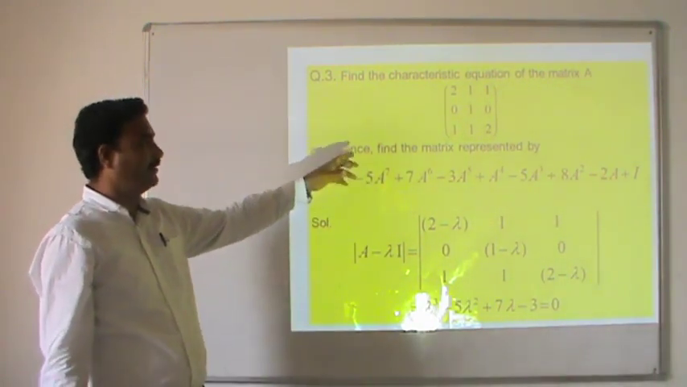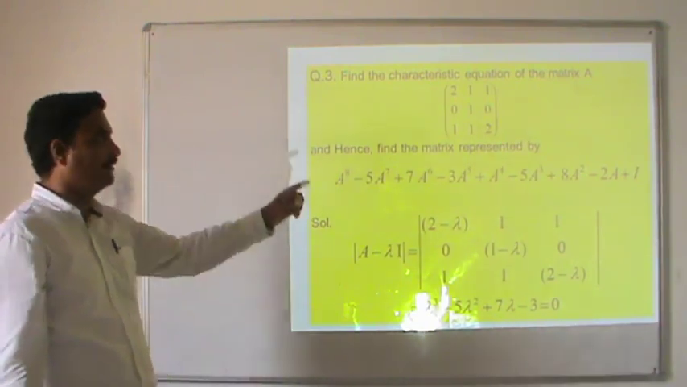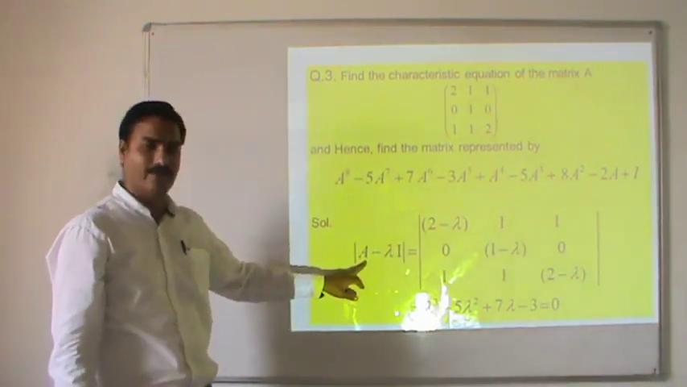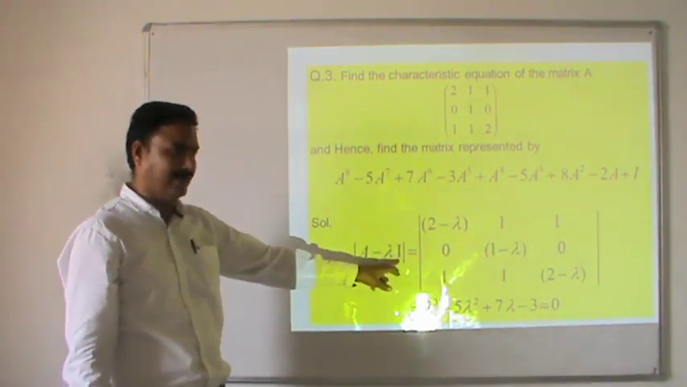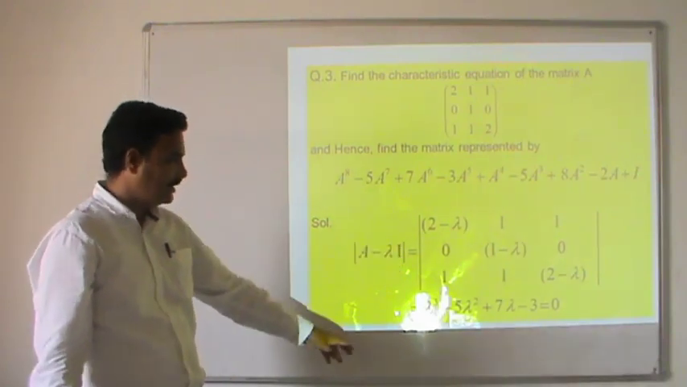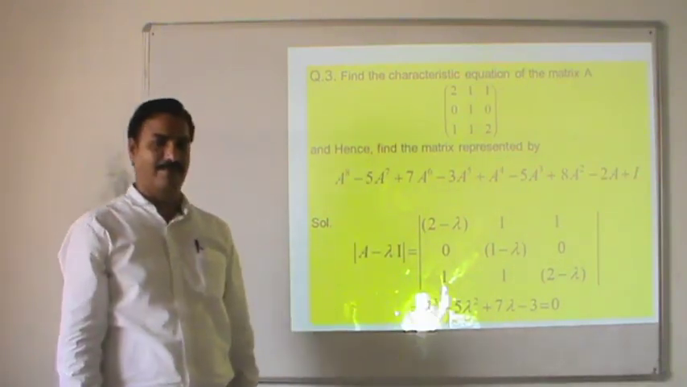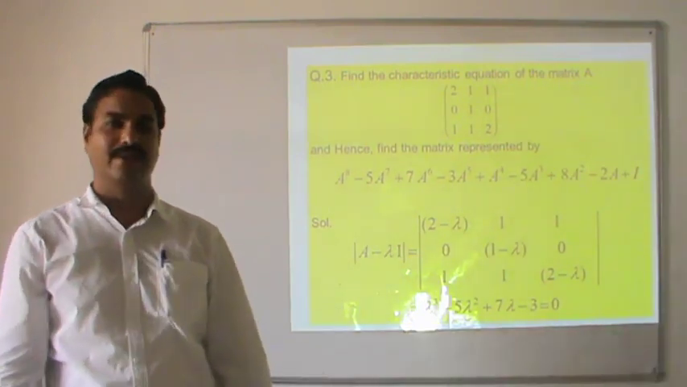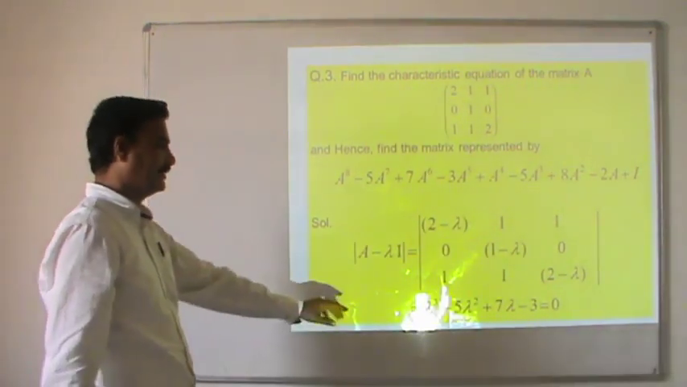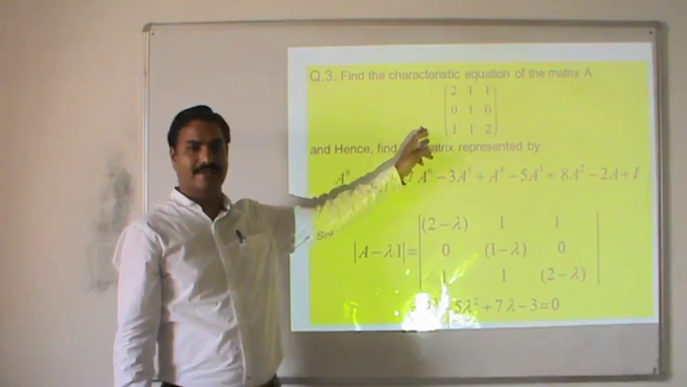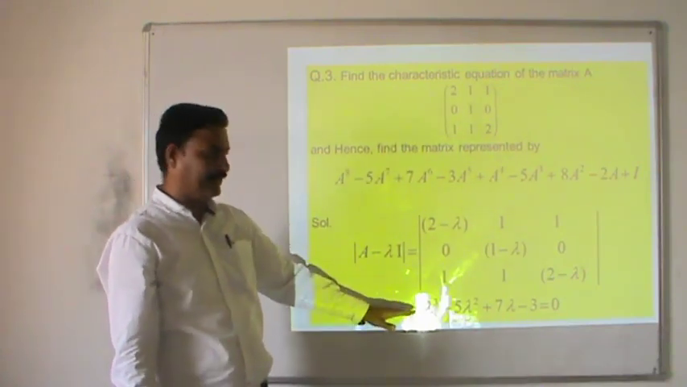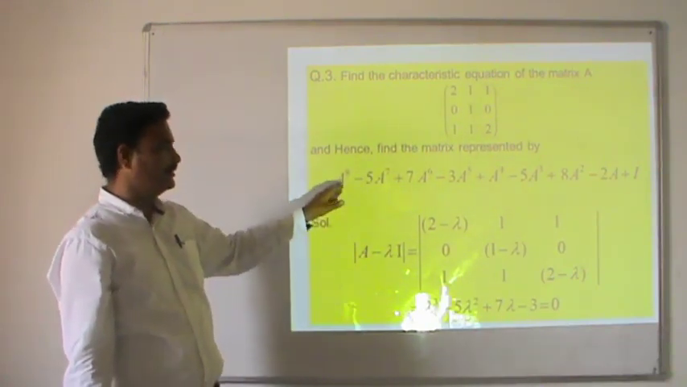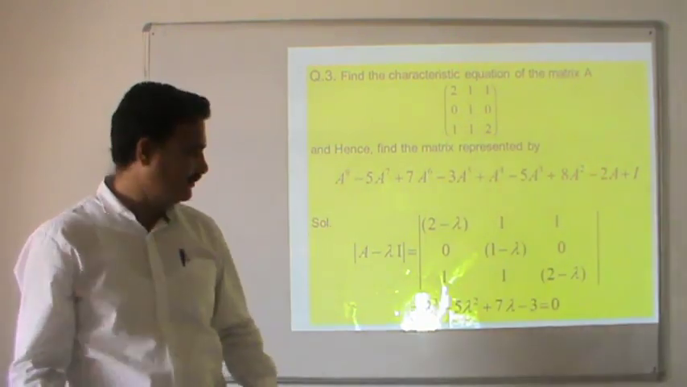So, first of all, we find the characteristic equation for the square matrix A with the help of this formula, determinant of A minus lambda I, which is lambda cube minus 5 lambda square plus 7 lambda minus 3 equal to 0. This is the characteristic equation for square matrix A. And by using this characteristic equation, we reduce this huge system into a smaller one.